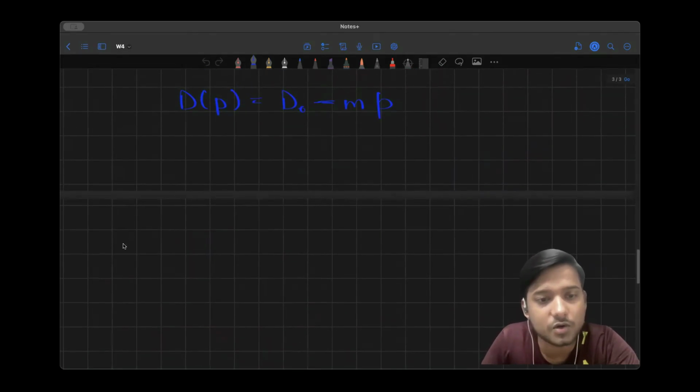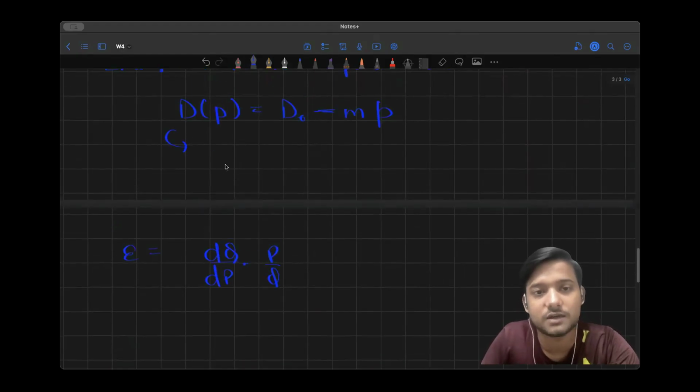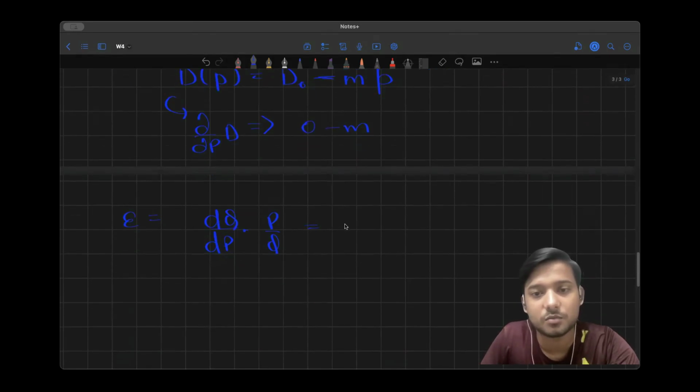So if you again want to calculate elasticity, we remember elasticity is nothing but dq by dp, and then we will have p by q. So if you take the derivative of this with respect to p, d naught gives you 0, minus m, right? So this gives you minus m, and you have p in the numerator, q at that point.